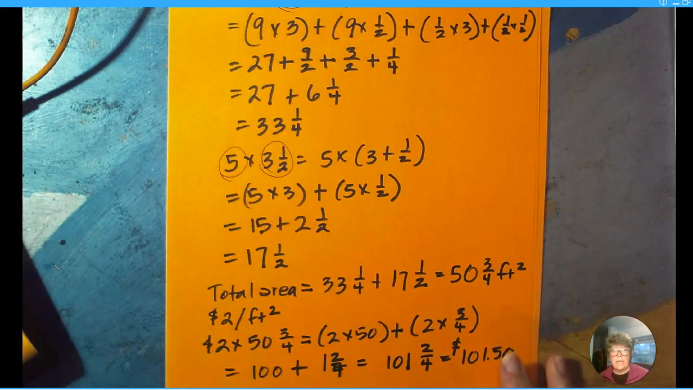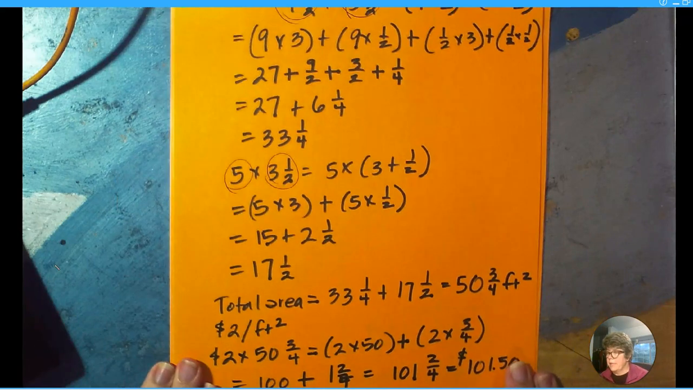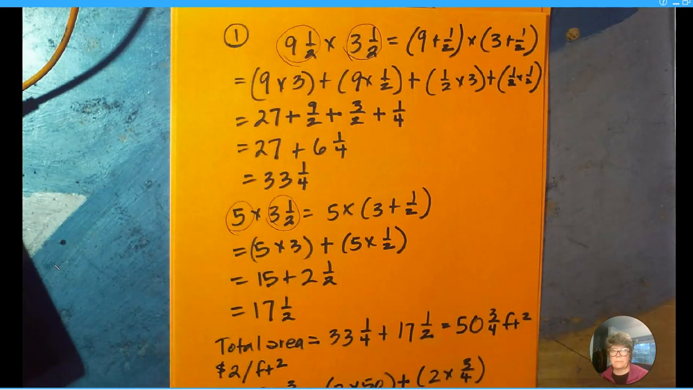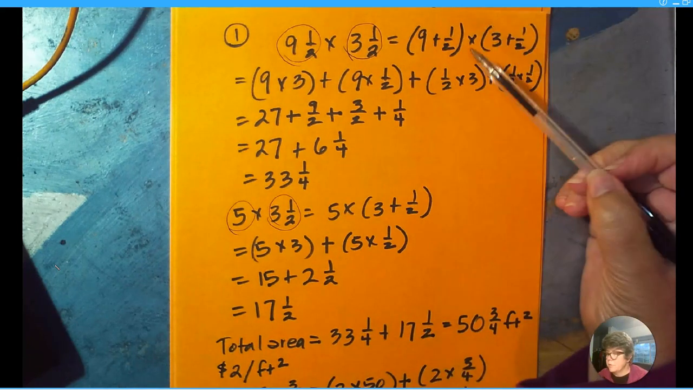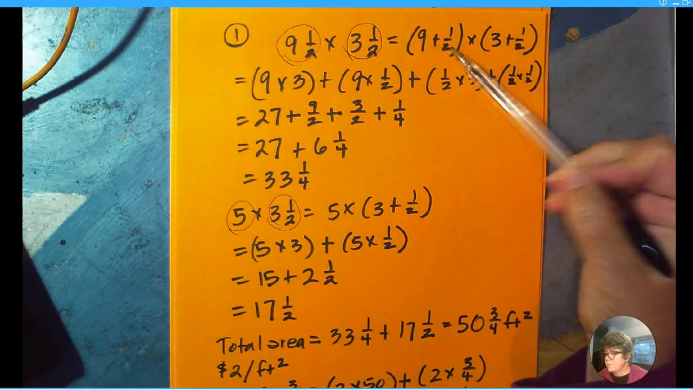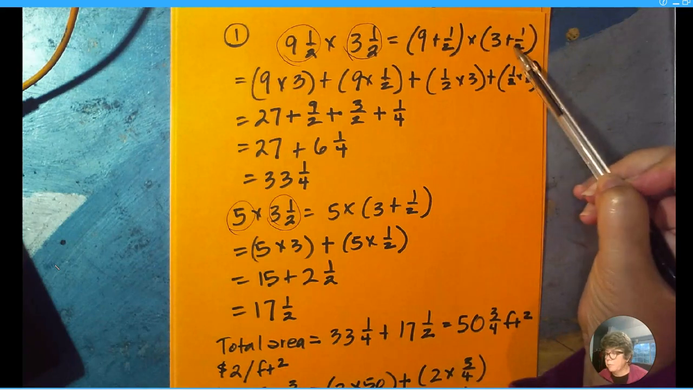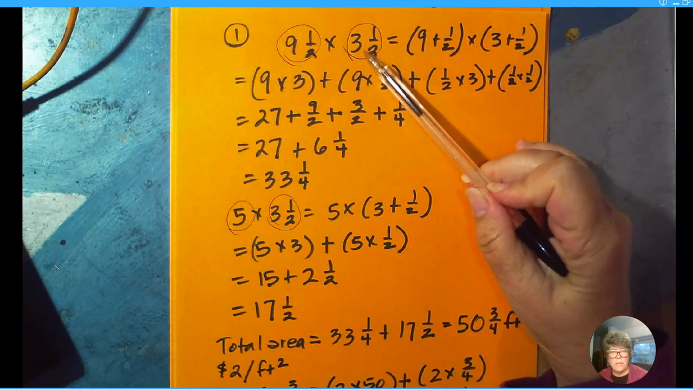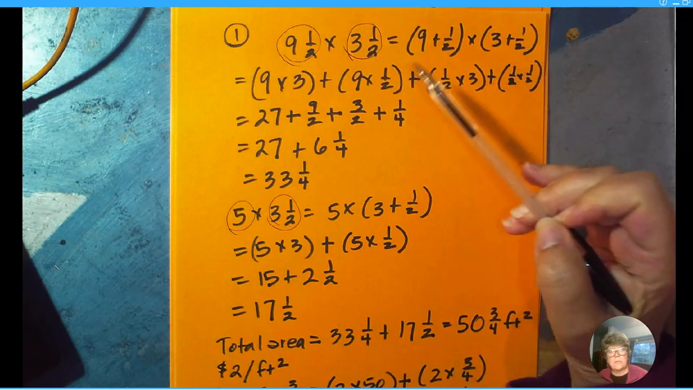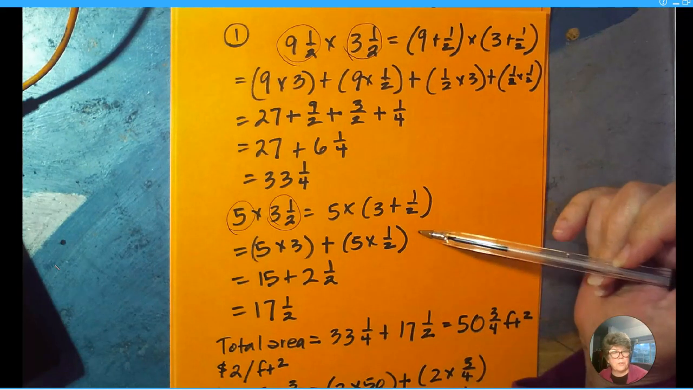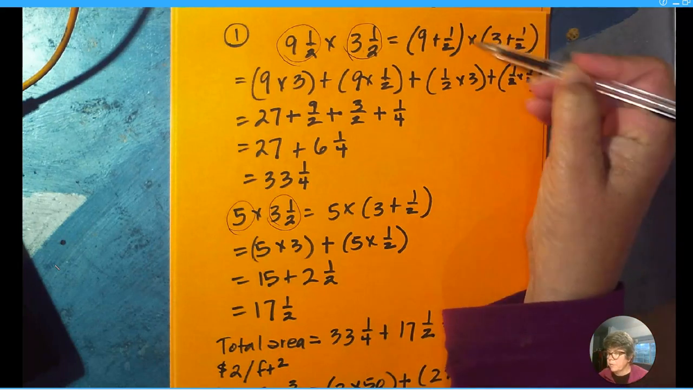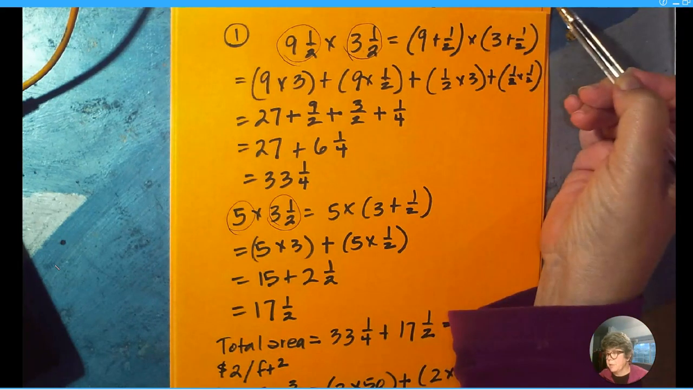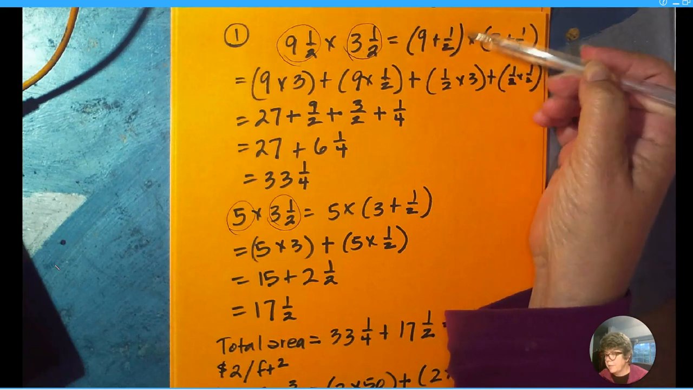So 9.5 times 3.5. Remember, we have to break it apart. So 9 plus a half times 3 plus 1/2. That's just rewriting this, okay? We did it a lot in the last 2 lessons, but I just want to make sure you got it. So we write it out so that we can break it apart and distribute it. So we broke it apart. Now we have to distribute it.